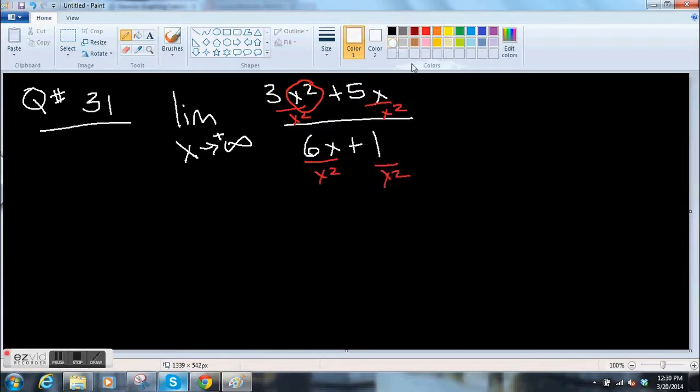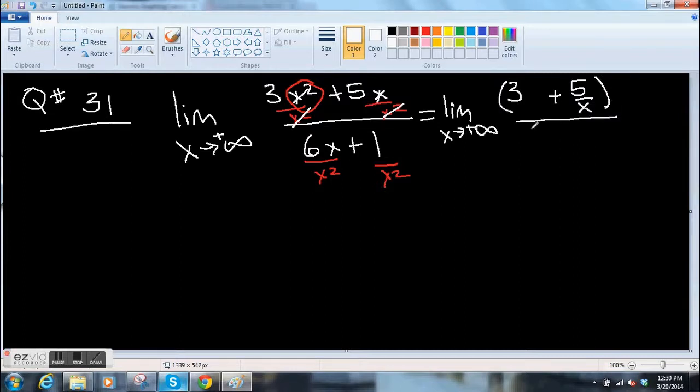Why do we do this? Because we want to let things cancel, essentially. Limit as x goes to positive infinity, that becomes 3, these x squareds cancel, plus 5, in this case there's 1x, that leaves the x on the bottom, 5 divided by x, that's all on top. And then on the bottom, 6 divided by x, plus 1 over x squared. Okay, so how does this help? As the limit of x goes to infinity, this part goes to 0. Oh, that's 3, that's nice. That also goes to 0, and that goes to 0.